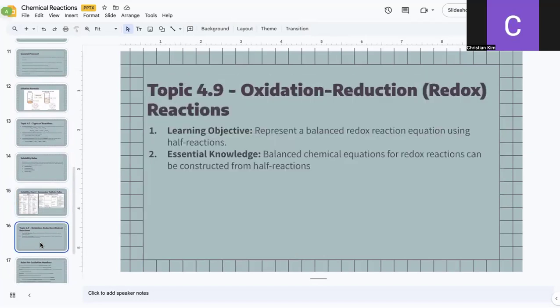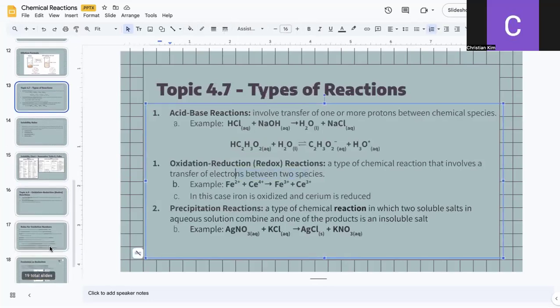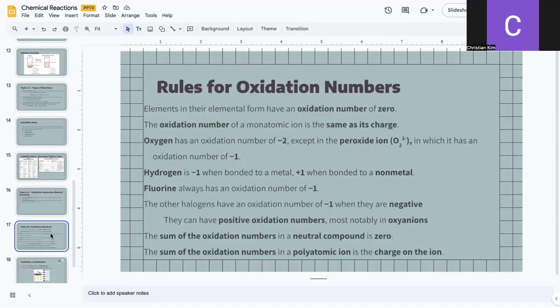And then for the very last topic, let's talk about oxidation reduction, or redox, reactions, which, if we remember our basic definition, is essentially the transfer of electrons between two species. So when it comes to redox reactions, we always want to follow something called oxidation numbers. Oxidation numbers basically represent the amount of charge on a certain element within a chemical reaction.